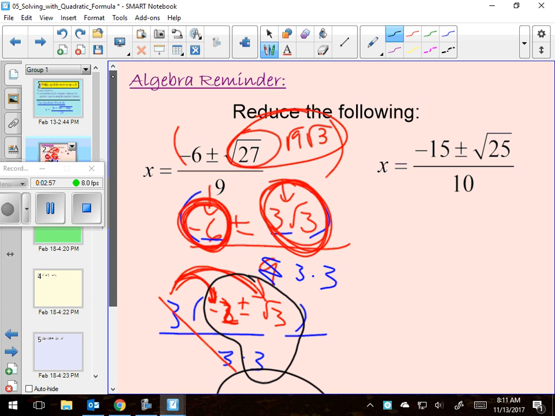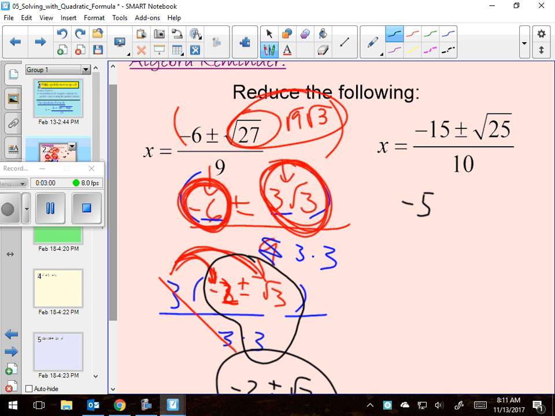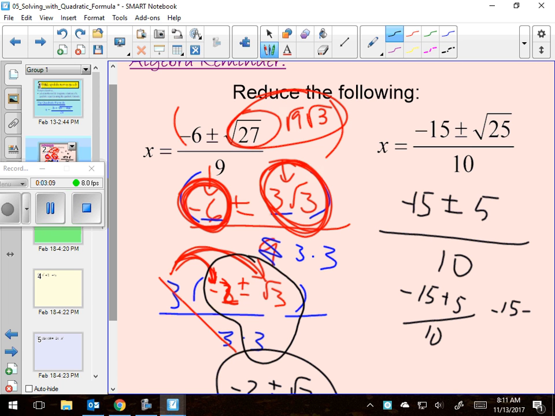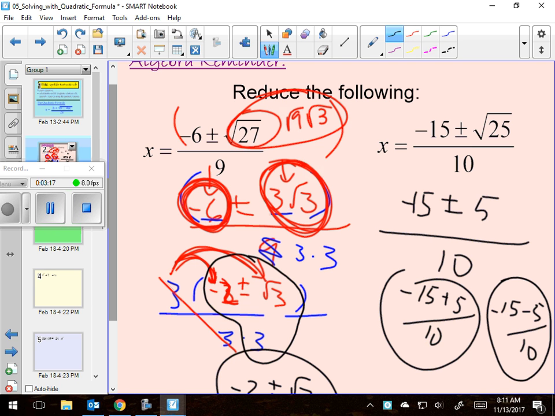Okay. The other one that we did over there is a lot like this. I'm going to do it really fast. Negative 15 plus and minus 5 all over 10. And then this one becomes negative 15 plus 5 over 10. And negative 15 minus 5 over 10. This one would be 1. And this one would be 2. I think? Or was it negative 2? Negative 2. Thank you. They're both negative, in fact. Right? So this one, trying to do too much in my head, that's dangerous. Negative 10 divided by 10, so it's negative 1. Yep, this one's negative 1. And this one would be negative 20 divided by 10, negative 2.